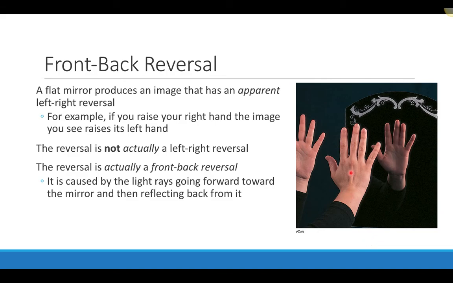So, again, rays of light are going to travel in a straight line until they hit a surface and then they can reflect off, but then they also still travel in a straight line. So it's front and back. I can see the back of the hand here, but in the mirror I can see the front of the hand.